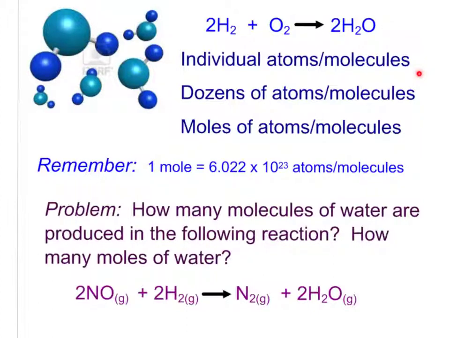We could look at dozens of atoms or molecules. We could say if we start with 2 dozen hydrogen molecules and 1 dozen oxygen molecules, we get 2 dozen water molecules. That makes sense. That's true.